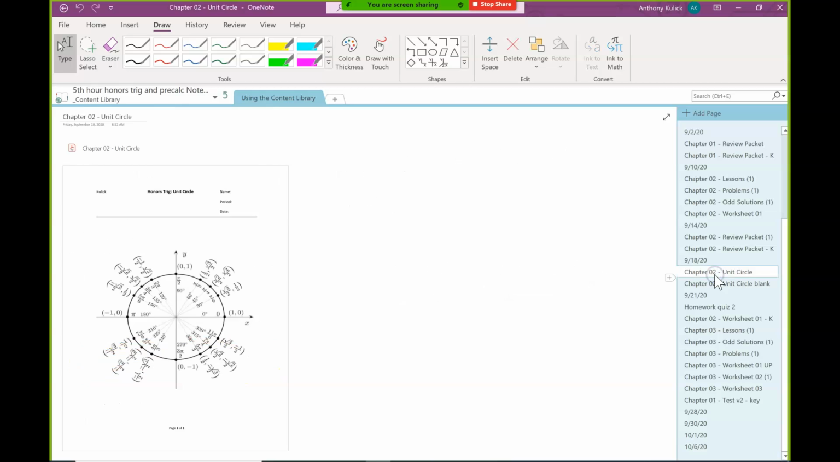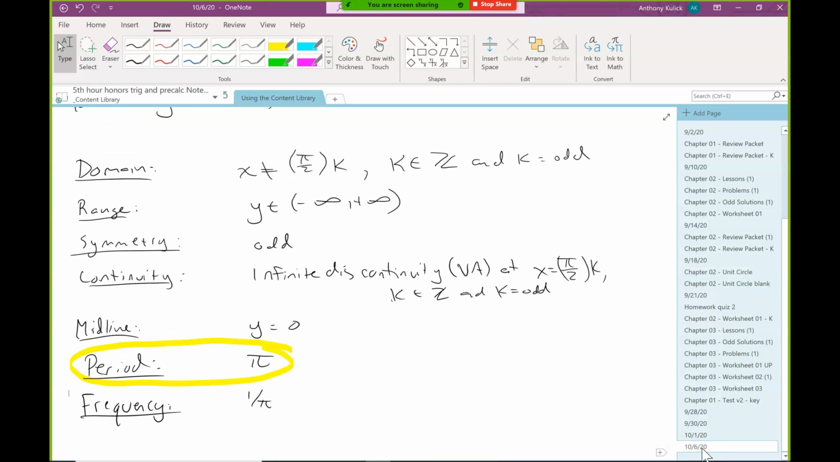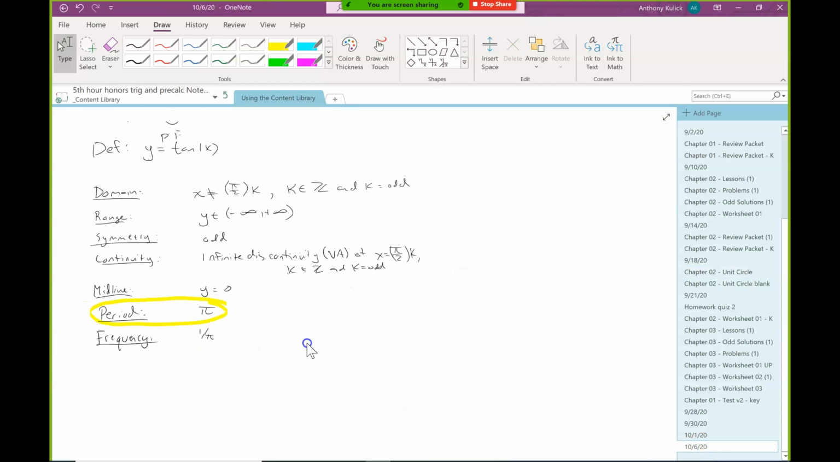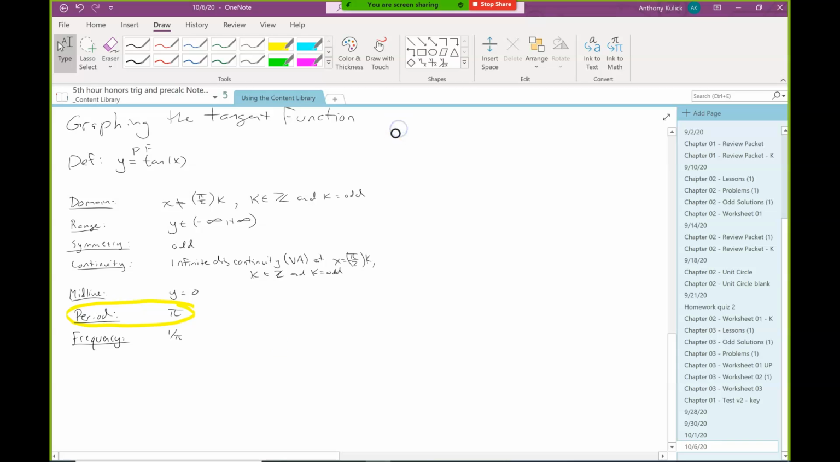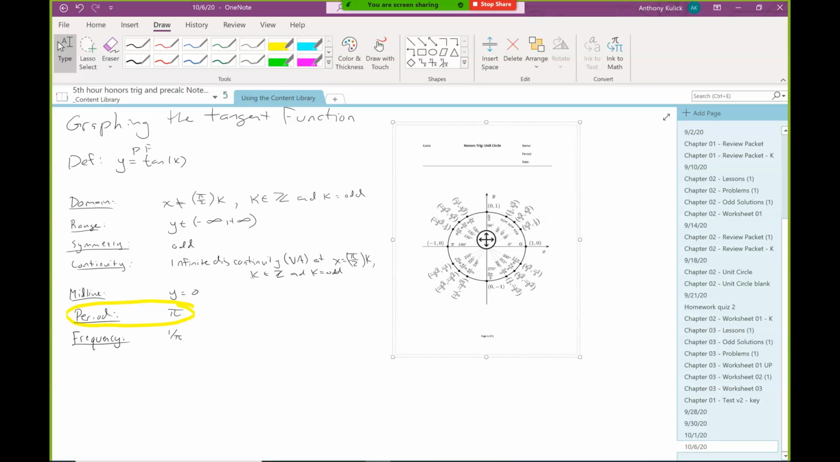So to demonstrate this, we're going to go back to the unit circle and draw the graph for tangent using the unit circle, just like we did at the very beginning when we used the unit circle to draw our graphs for sine and cosine.